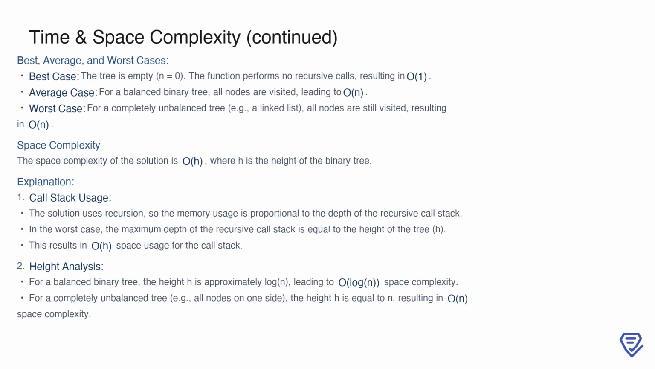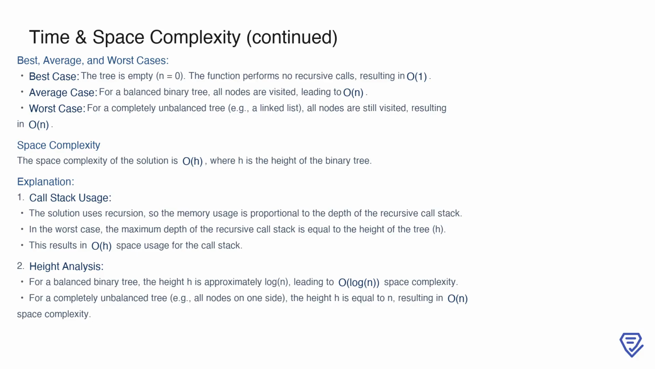Now let's look at the best, average, and worst cases for time complexity. In the best case, when the tree is empty and n equals 0, no recursive calls are made, so the time complexity is O(1). In the average case, for a balanced binary tree, all nodes are visited during the traversal, resulting in O(n). Similarly, in the worst-case scenario, such as a completely unbalanced tree where nodes are arranged like a linked list, all nodes are still visited, so the time complexity remains O(n).